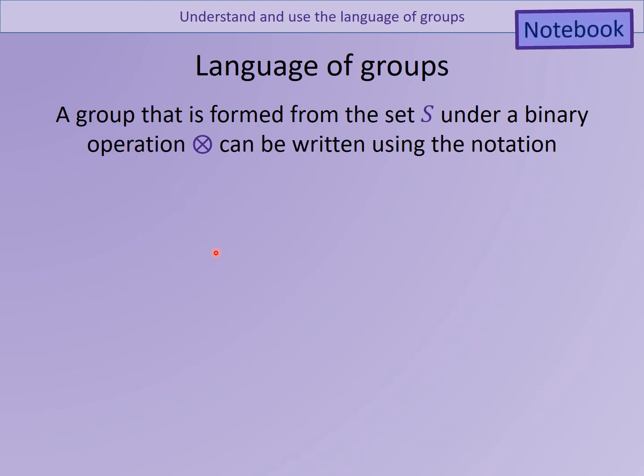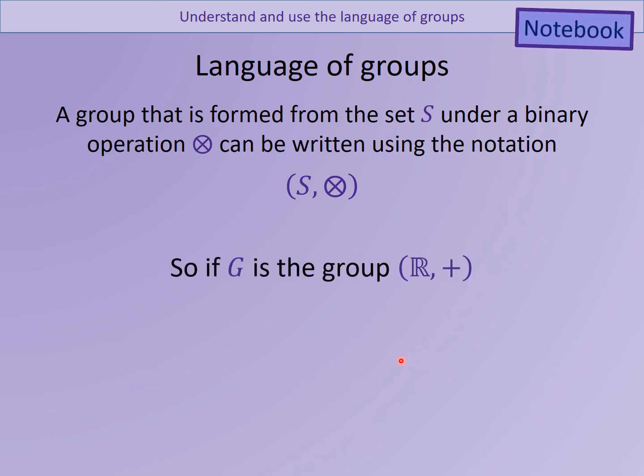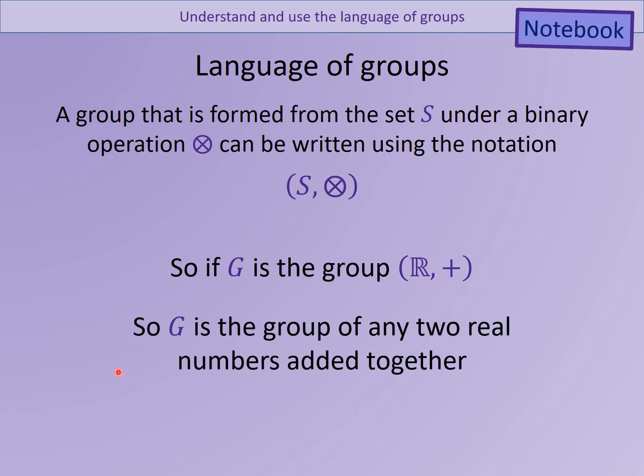Now the way we can write that is like this. And if you write it like that, you are basically saying that this is definitely a group. The set of these numbers S under this binary operation forms a group. Okay, let's look at an example then. G is a group of all the real numbers added together. So G is a group of any two real numbers added together, because it's a binary operation, so it's any two real numbers.